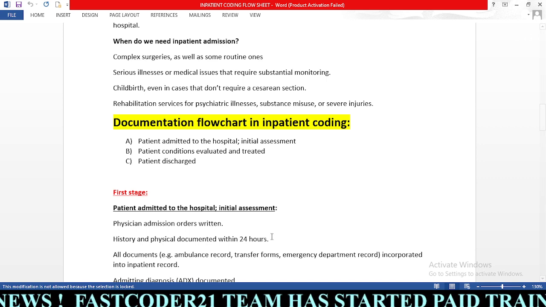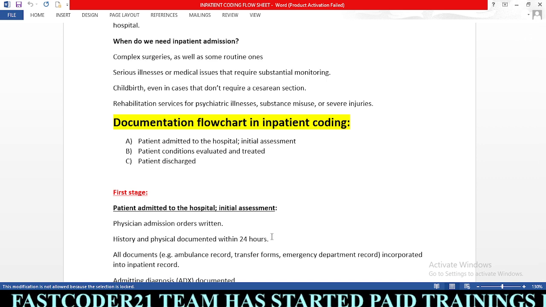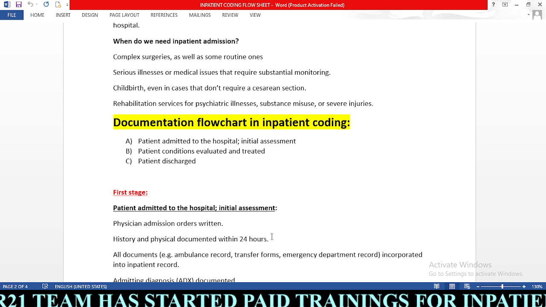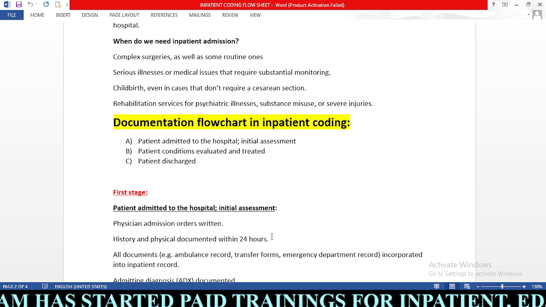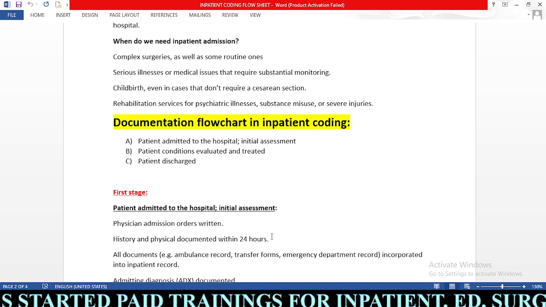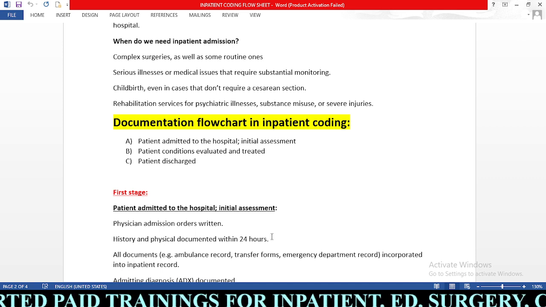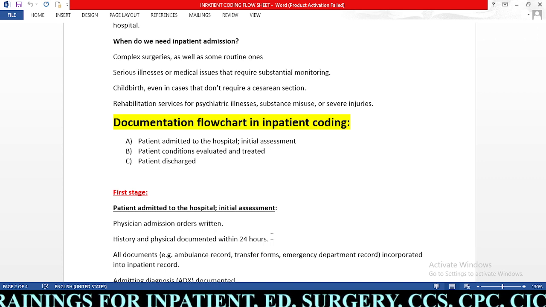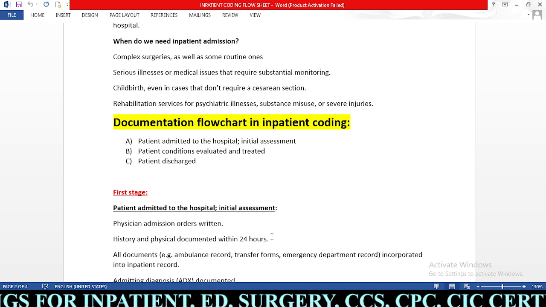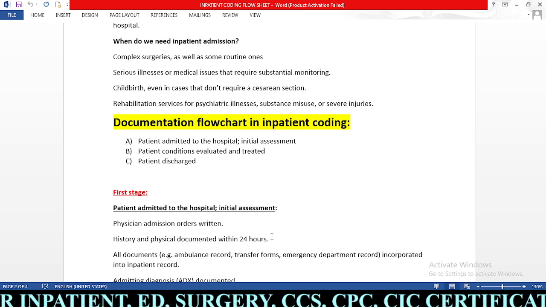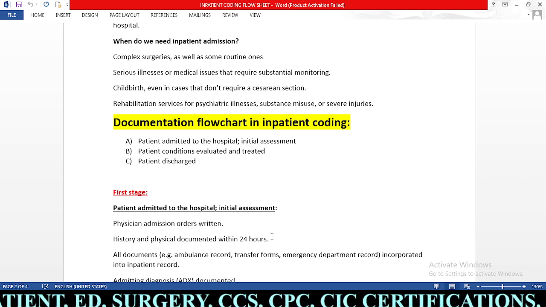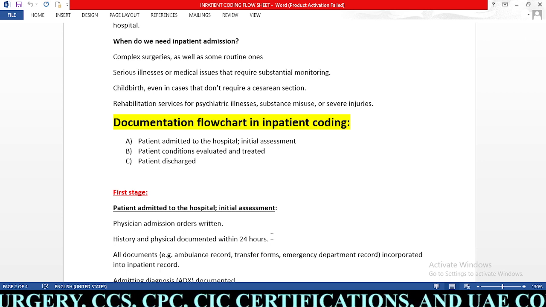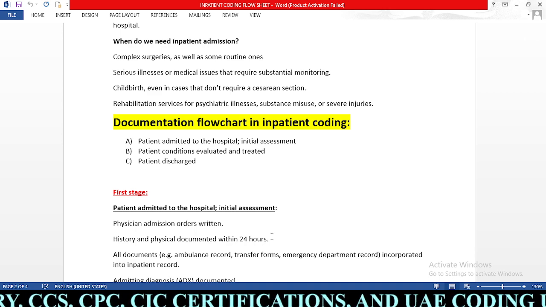So when do we need inpatient admission? When there are complex surgeries as well as some routine ones, we need inpatient admission. If the patient has a serious illness or medical issues that require substantial monitoring, we need inpatient admission. Also for childbirth, even in cases that don't require a cesarean section, based on the complexity of the patient's condition. Rehabilitation services for psychiatric illness, substance misuse or severe injuries also warrant inpatient admission.